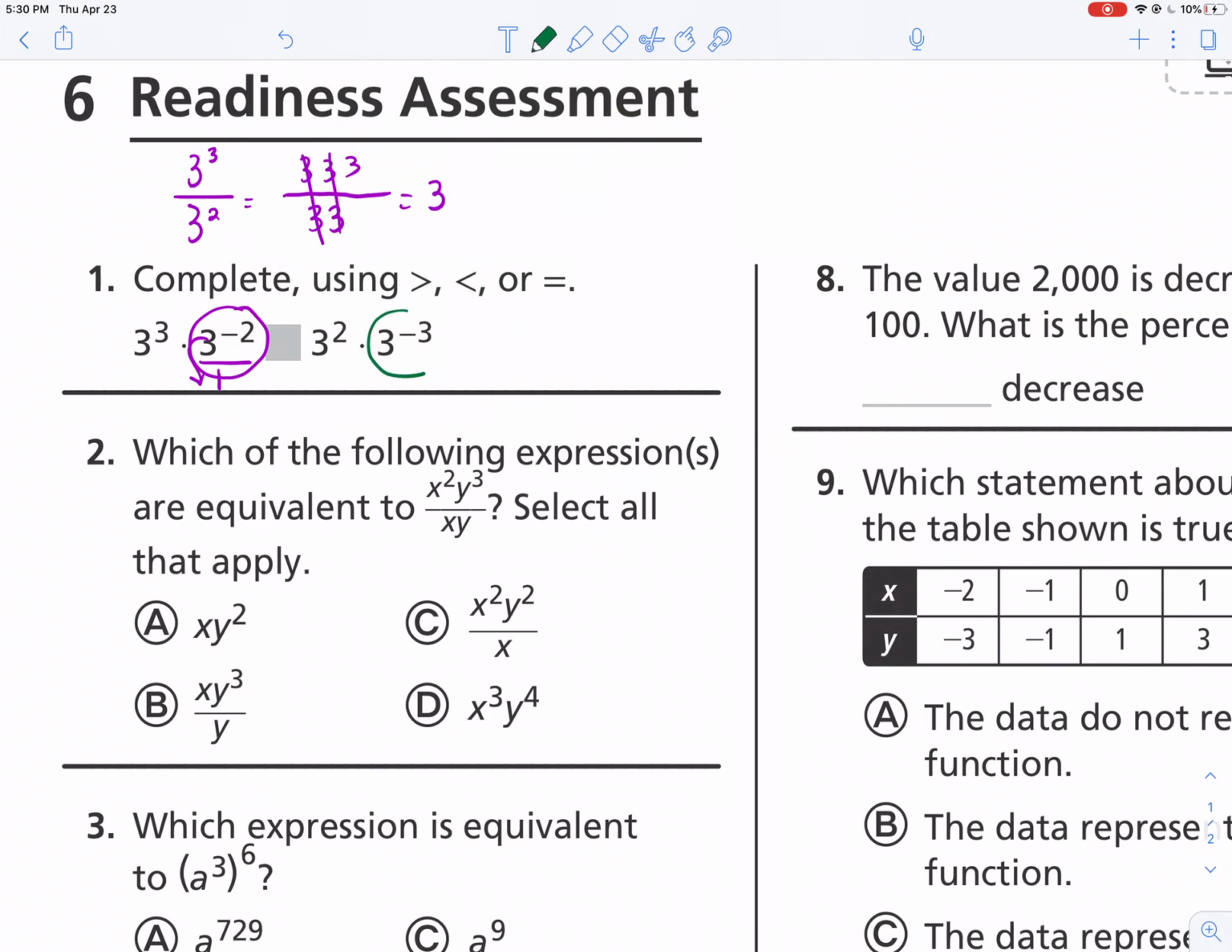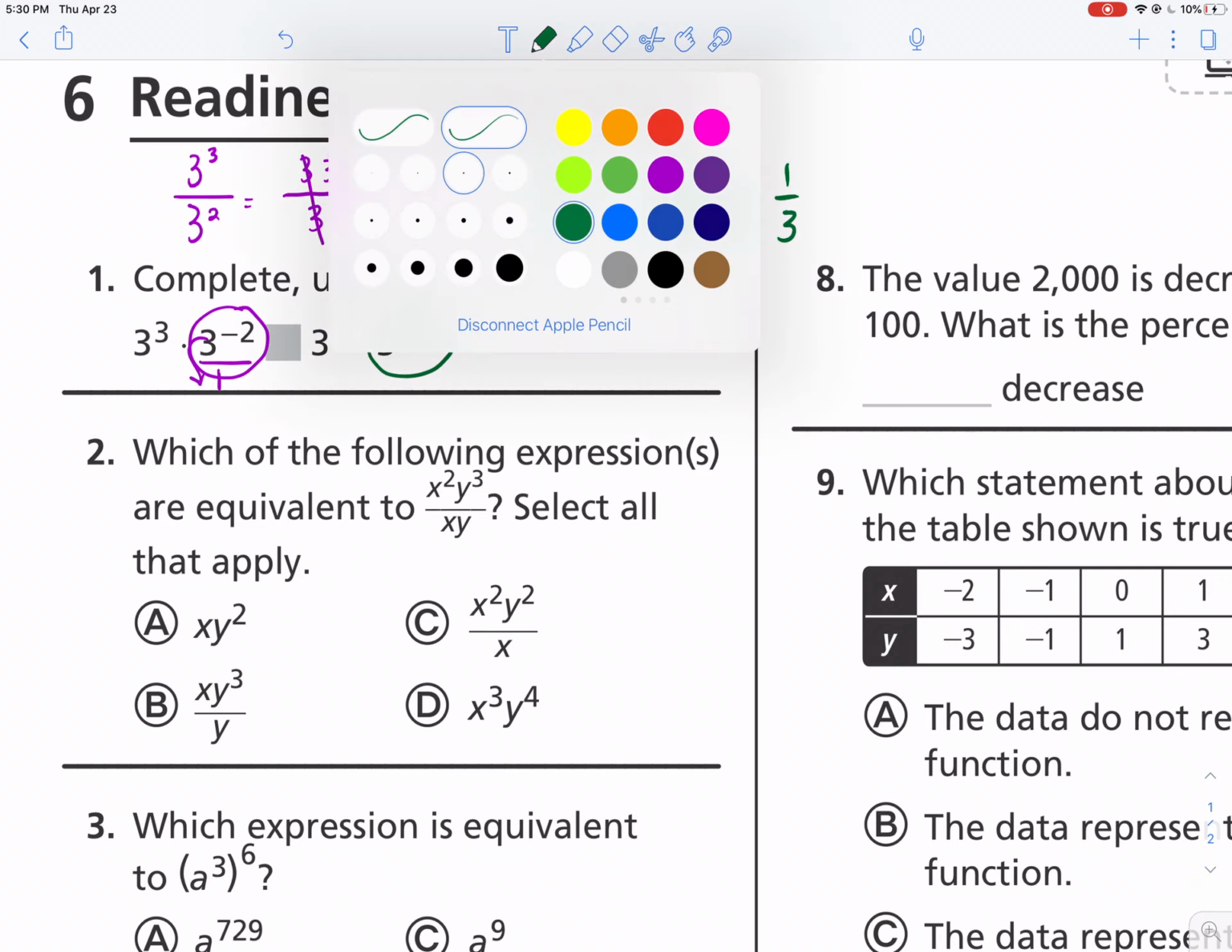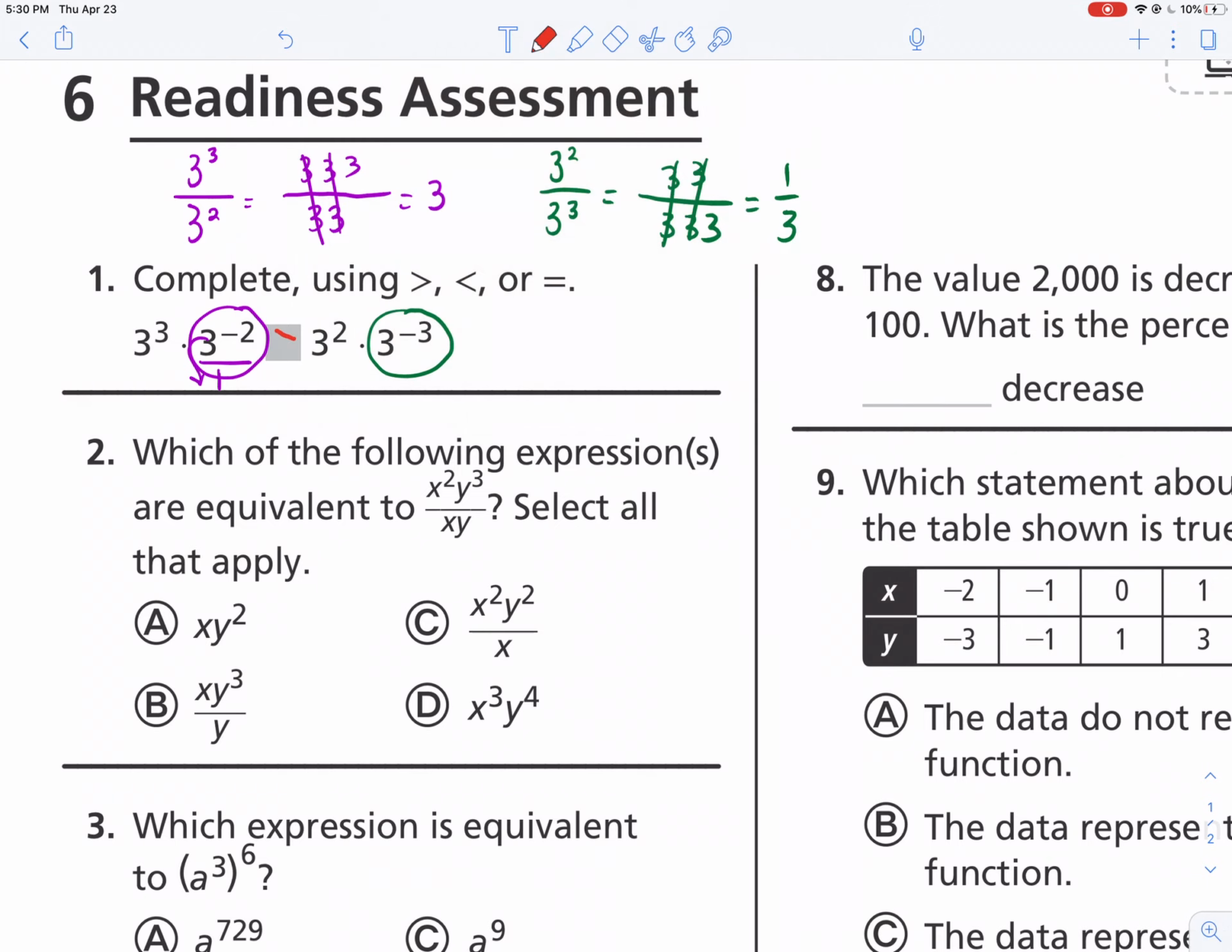Looking at our second one, I'm going to have a 3 to the negative 3 on bottom this time. So I have 3 to the second on top, and then that negative 3 is going to move to the bottom. So I end up with 2 3s on top and 3 3s on bottom. These cancel out, and I end up with 1 over 3. And so we see that 3 is larger than 1 over 3, or greater than. So we're going to do our inequality facing this direction.